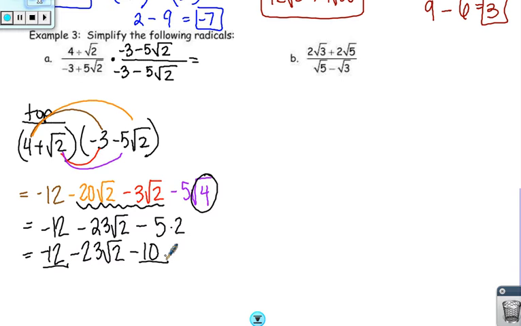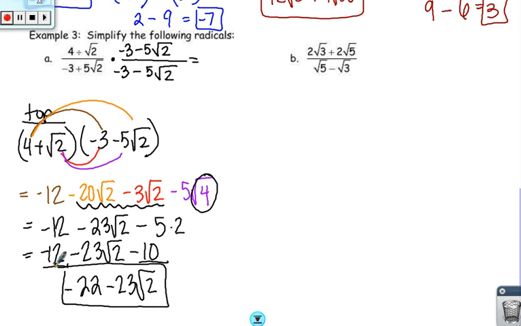Negative 12 minus 10 is negative 22 minus 23 square roots of 2. Now that is only the answer to the top. Negative 22 minus 23 square roots of 2. Now we have to go to the bottom. So the bottom says a squared minus b squared.